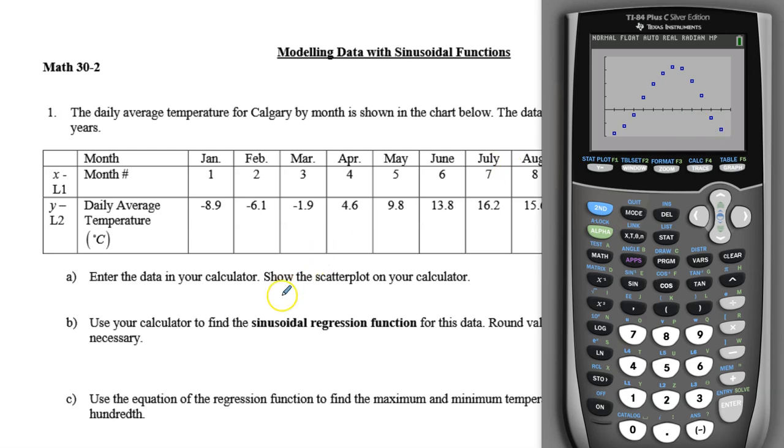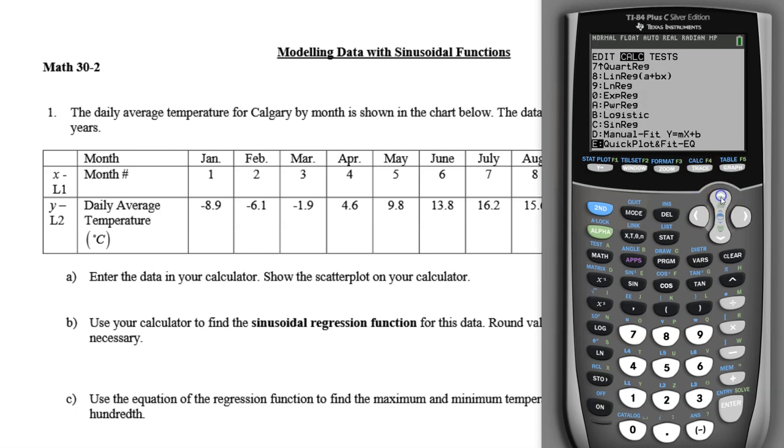Okay, so let us then do Part B, use your calculator to find the sinusoidal regression equation. So I'm just going to quit out of that. We'll clear this. So we go Stat, Calc, Stat, over to Calc, not the Calc here.